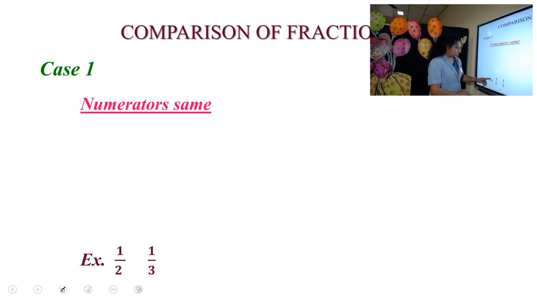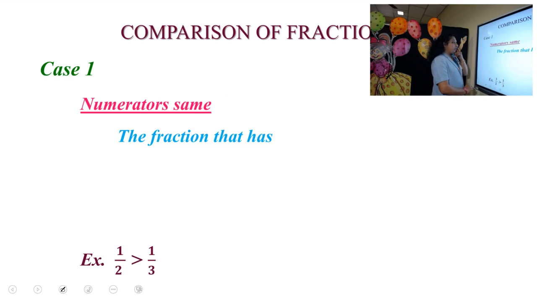Comparison of fraction. There are 2 cases. How we will compare the fraction? Case 1. When numerators are same, how we will compare? Let's see with an example. Here, the numerator of 1 by 2 and 1 by 3 are same as 1. So, how we will compare it? There's a rule here. When the number comes in the denominator, the fraction with the smaller denominator is greater. That is, 1 by 2 is greater than 1 by 3.